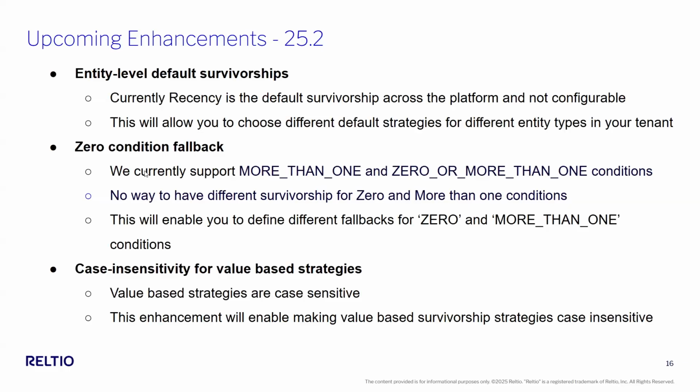Next is zero fallback condition. When we were talking about fallback, I explained that we have zero or more than one, but there's no exclusive zero condition. So assume that you have a scenario where you want a different fallback for the zero condition and a different fallback for the more than one condition. So maybe recency for zero and max value for more than one. This kind of configuration is not supported right now because you do not have an exclusive zero condition. You only have zero or more than one, right?